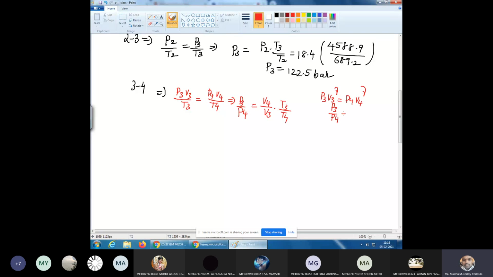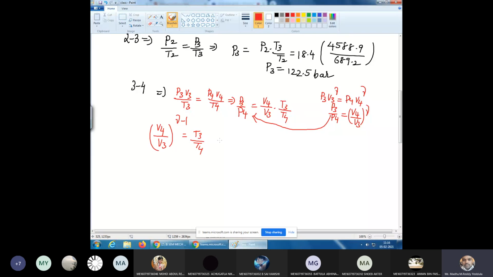From this, P3 by P4 is replaced by V4 by V3 whole power gamma. So substitute this P3 by P4 over here. Therefore, you will get V4 by V3 whole power gamma minus 1 is equal to T3 by T4. Clear this one? Directly I am sending here. It will come to the denominator. If I write it in the numerator, minus 1. Already gamma is there.